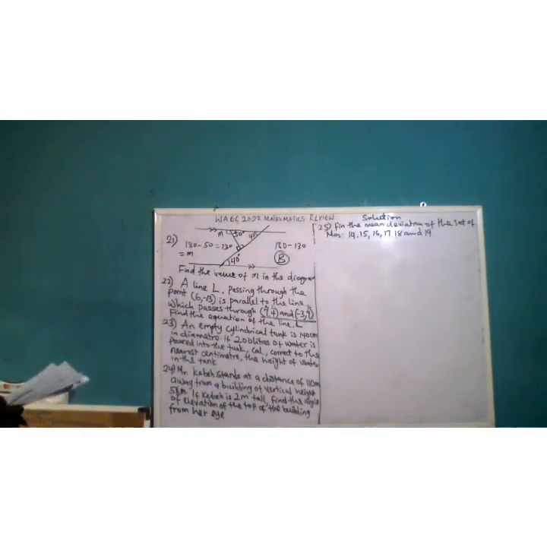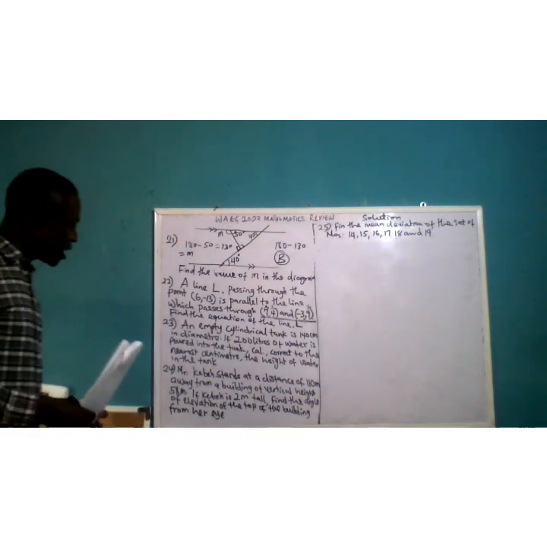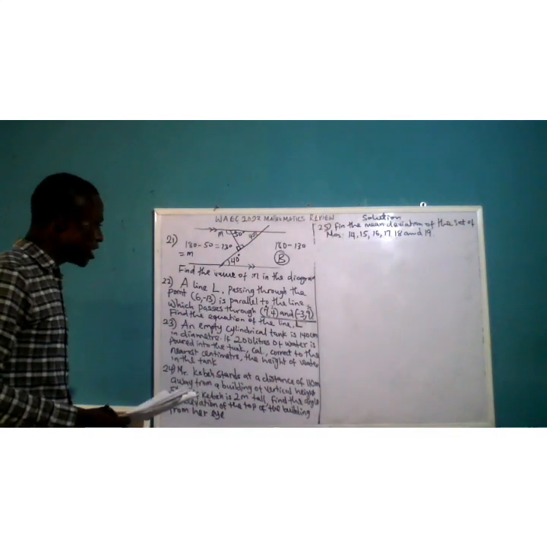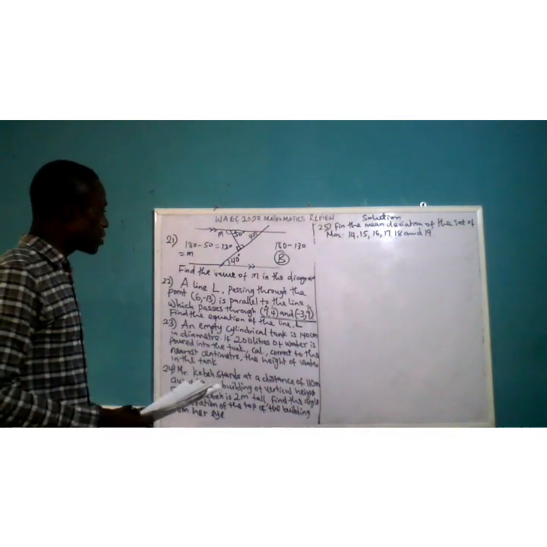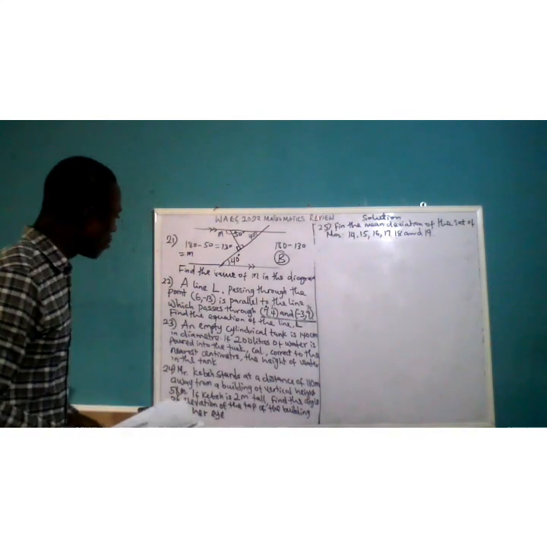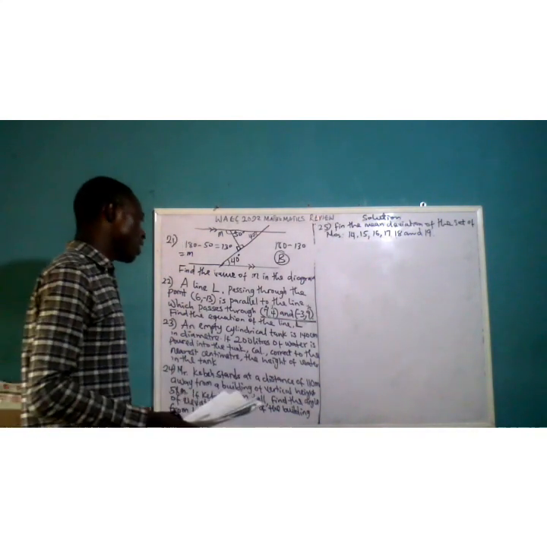So let's go to question number 22. Question number 22 is stated as: a line L passing through the point (6, -13) is parallel to the line which passes through the points (7, 4) and (-3, 9). We have to find the equation of the line L.